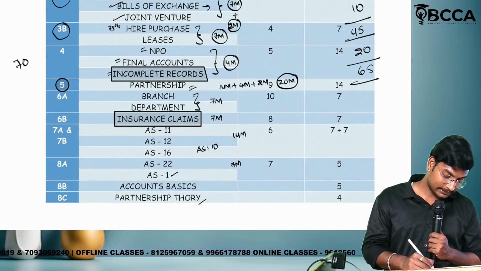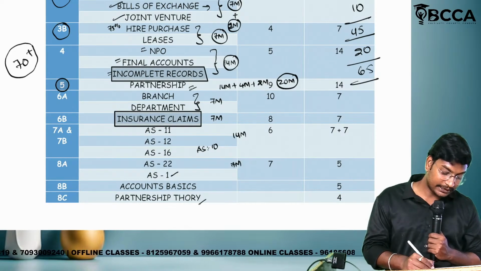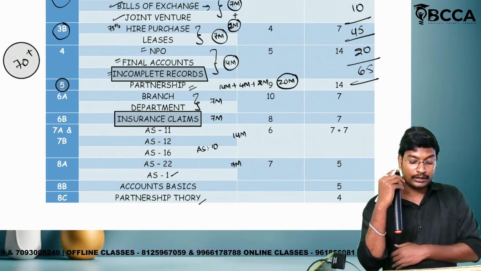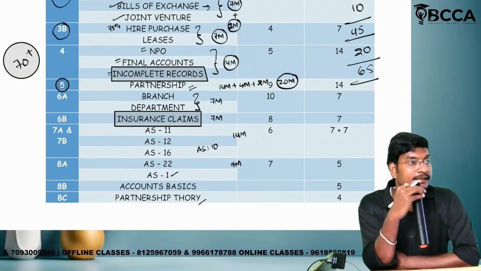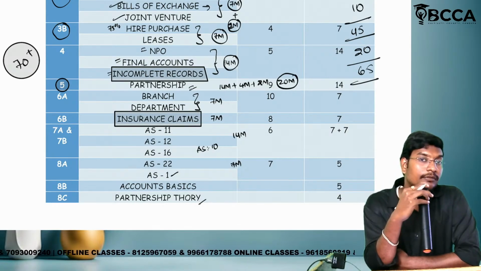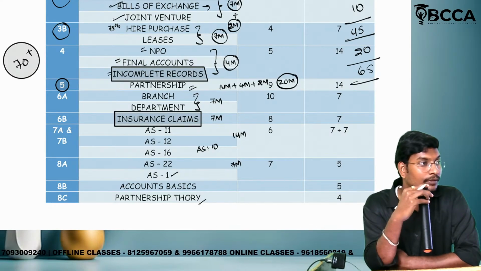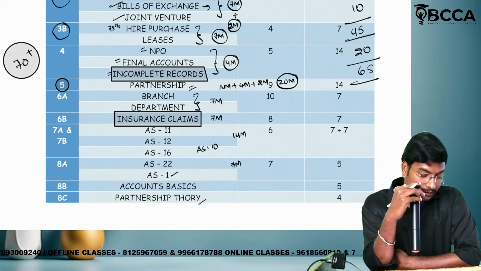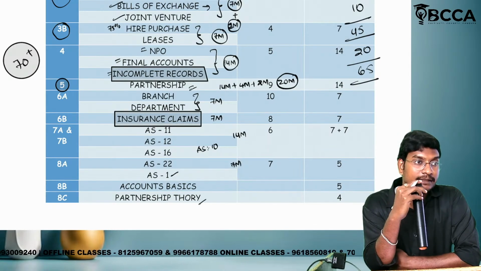70 plus. Easily how many marks can we get? 70 plus. Okay now, so this is the easiest paper. Overall, when compared to both the groups, group 1 or group 2, what is the easiest paper? Financial accounting is the easiest paper.